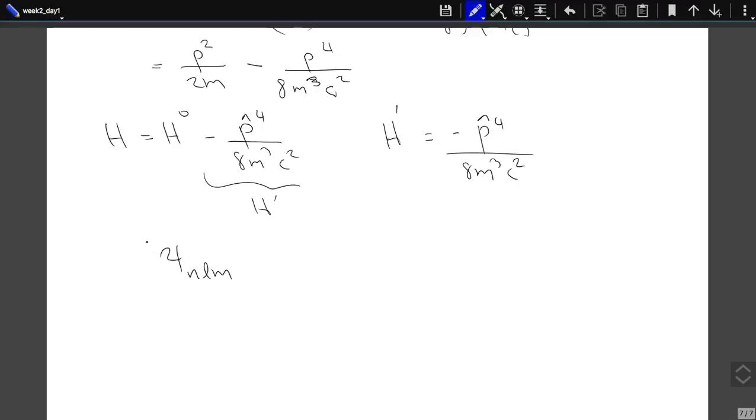It's not spin dependent. Well, let's see. H0 acting on my wave function would give me the energy of my wave function, but the energy of my wave function depends only on n. l and m, they are degenerate. I have n squared degeneracy at the state n. There are n squared states that have the same energy.